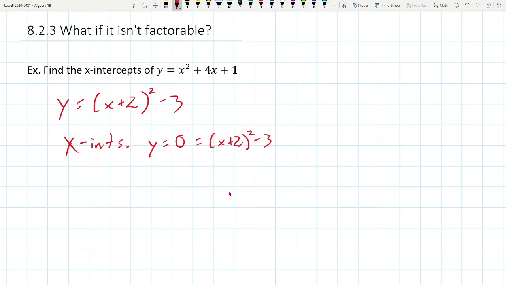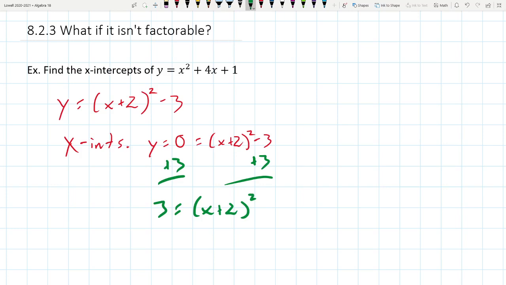But what we can do is just solve it like any other equation that we had been solving before. And the way to do that would be to add 3 to both sides. Once I do that, I'll get 3 equals x plus 2 squared. Let's clean that up a little bit. X plus 2 squared. And just like before, if I want to clear up something squared, I need to take the square root of both sides.